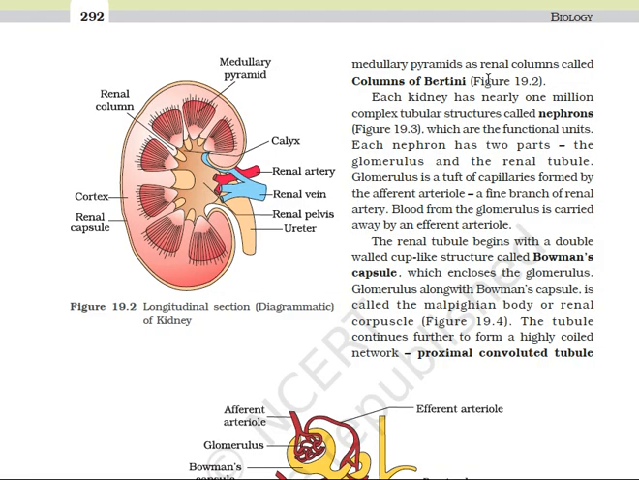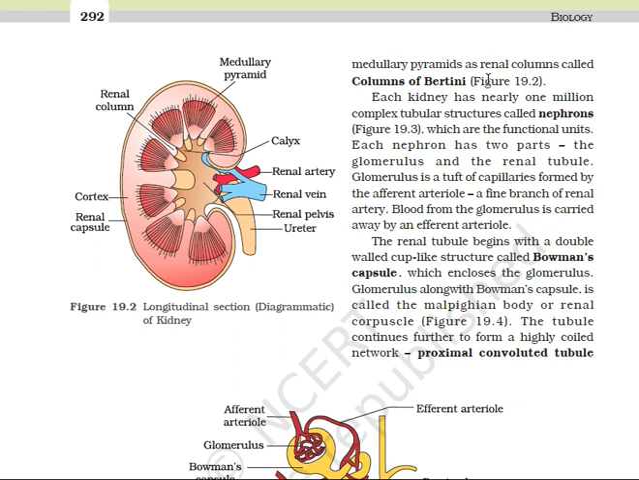So this I will be explaining to you in detail when I tell you about the formation of urine. Now this you can see here on the screen. I told you that in the Bowman's capsule there is a fine network of capillaries.